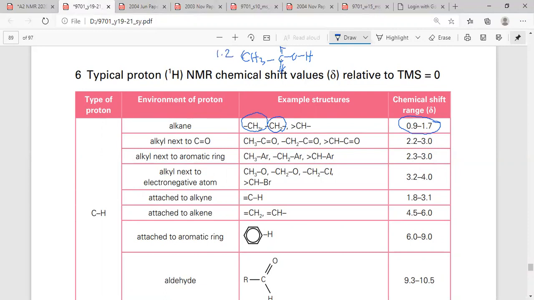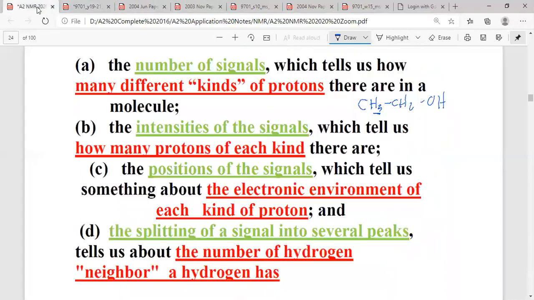Now these two hydrogens here are next to oxygen. CH2 next to oxygen, so 3 point something. It'll be lower if next to a carbon, because there is more pull of electrons here. So about 3.5. This will be 3.5. Of course, OH here will be 0.5 to 6. So there will be 3 types of hydrogens. That's what it says here.